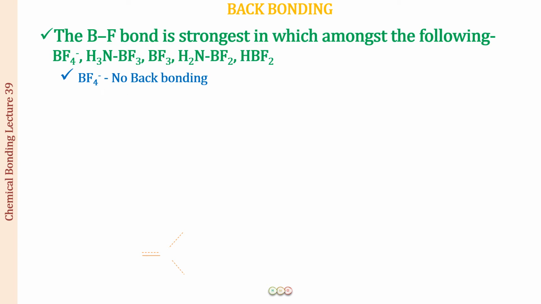Next we move on to H3N BF3. So here again what you can see is boron is making 3 single bonds with fluorine, and one is a coordinate bond with nitrogen. So sp3 hybridization again for boron, the octet is complete. There is no empty orbital for boron to participate in back bonding. So again there is going to be no back bonding for this complex as well.